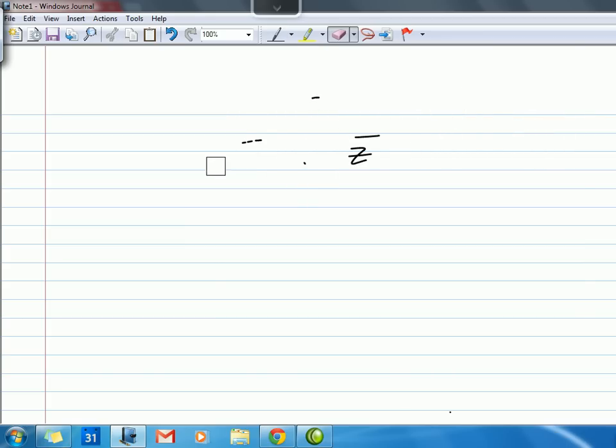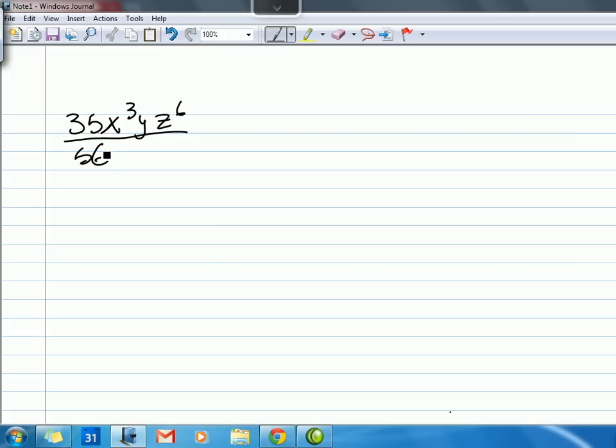So let me write this problem a little bit over to the left and utilize the space that I have. Let's say 35, yeah, all the way over here to the left. x cubed y z to the 6th over 56x to the 5th y z. Now we can do that.